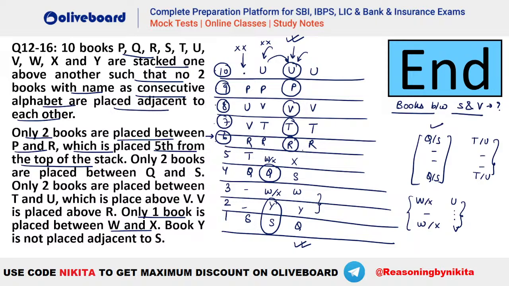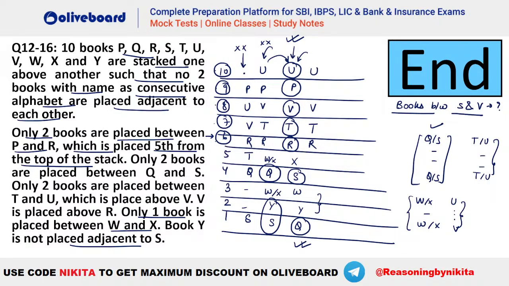Q and S at a gap of 2. So we saw all the cases and we finally found that Q should be here and S should be here. Because in other cases, your S and Y were coming adjacent to each other, which was not possible as per the hint given in here. So Q and S will be at a gap of 2 like this.